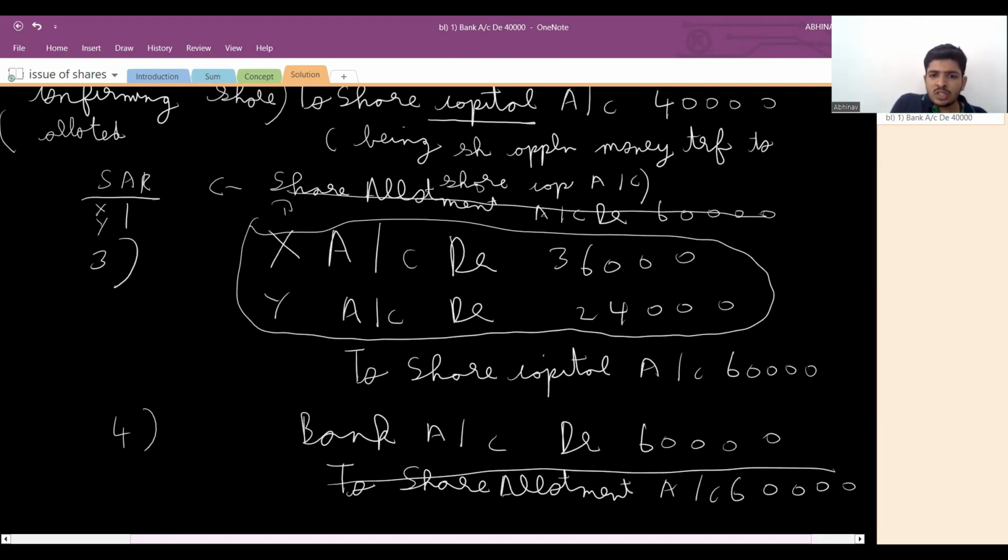Again, look at this net impact. First, share account was debited, now it's credited. So, bank account debited to share capital account. That is the net impact. In the second case also, the net impact is the same. But still, you're doing it for clarity purpose, for concept purpose.